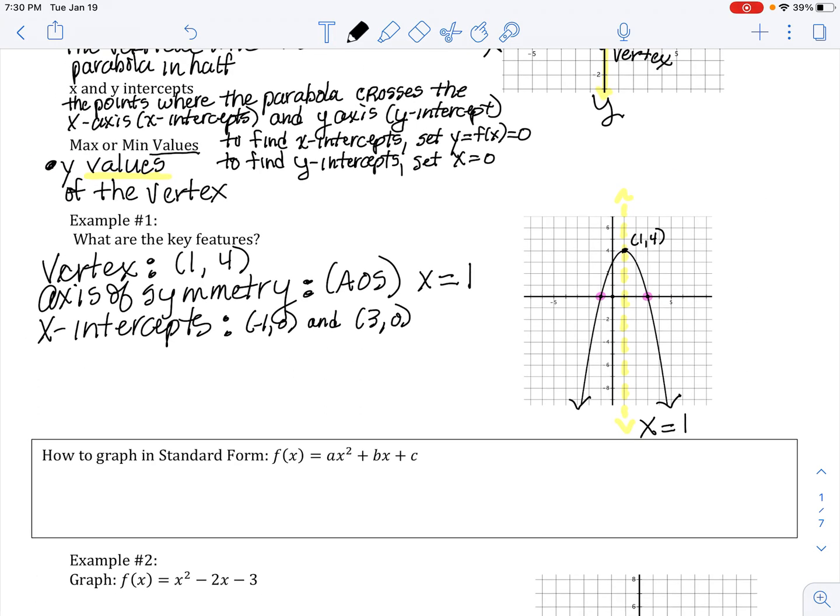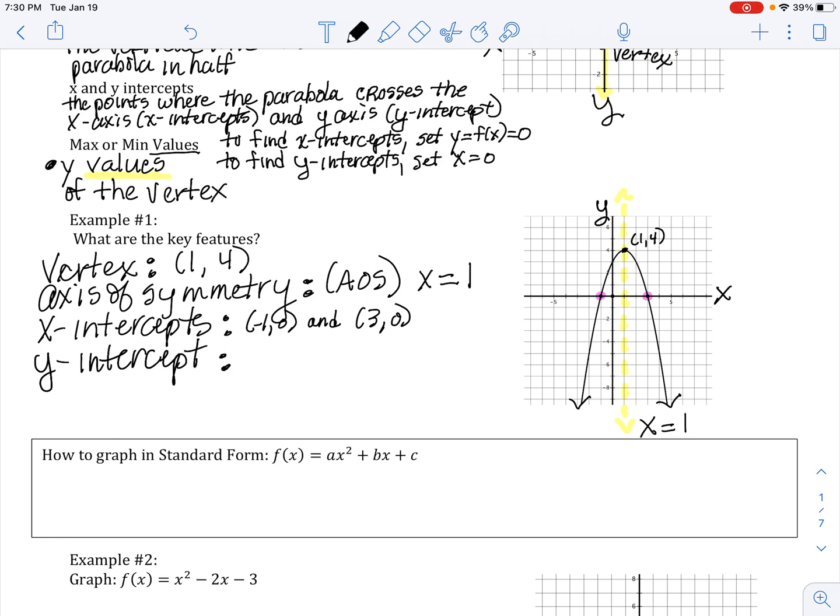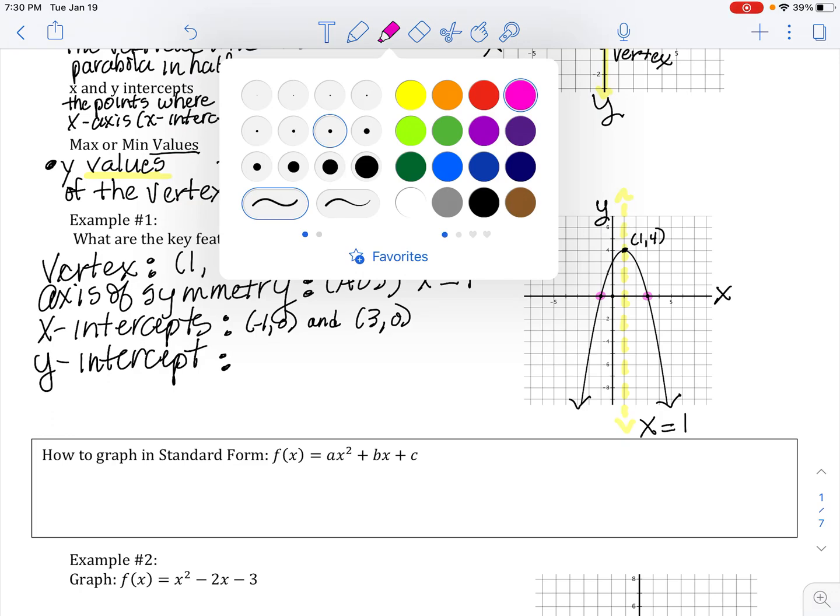Notice how I am writing the x-intercepts. They are ordered pairs because by definition they are the points where the graph crosses the x-axis. Remember, that's my x-axis and that's my y-axis. The y-intercept. The y-intercept is the place where the graph crosses the y-axis.